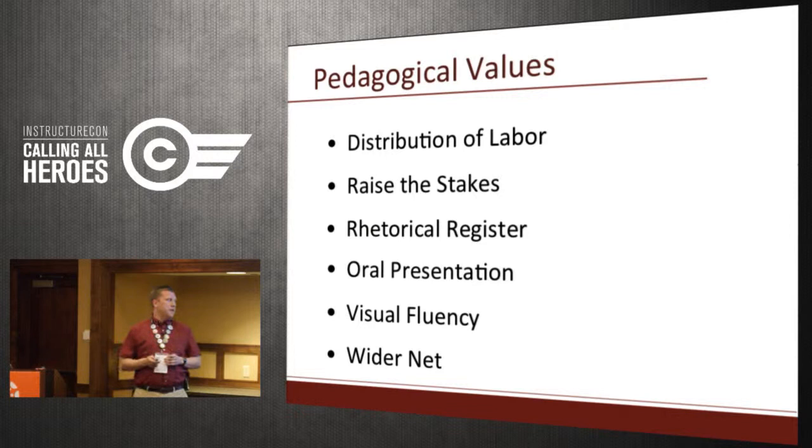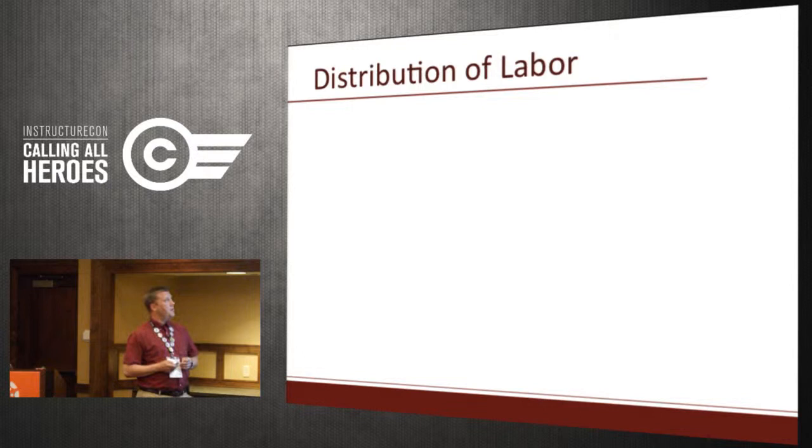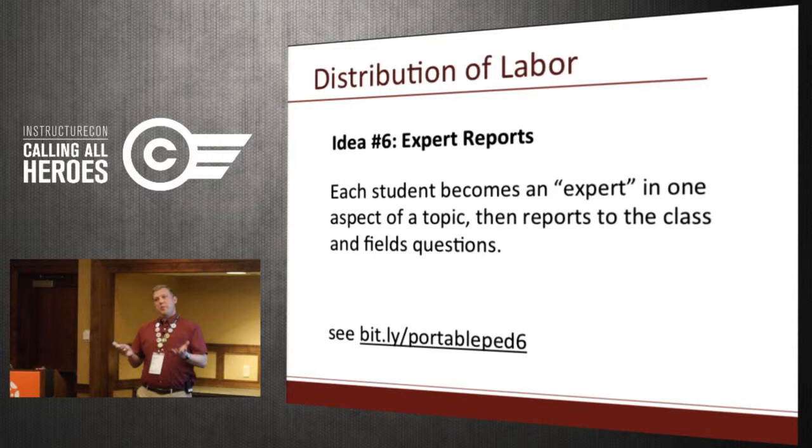All right, a few examples along the way, and then I want to hear yours at the end as well. One of the first things we tried, sort of out of necessity in the category of distribution of labor, is what we call expert reports. We had a course that went through all 66 books of the Bible, 1 through 66. We were adapting it for a 9-week summer term. It was impossible for each student to encounter 66 sources the same way in that span of time.